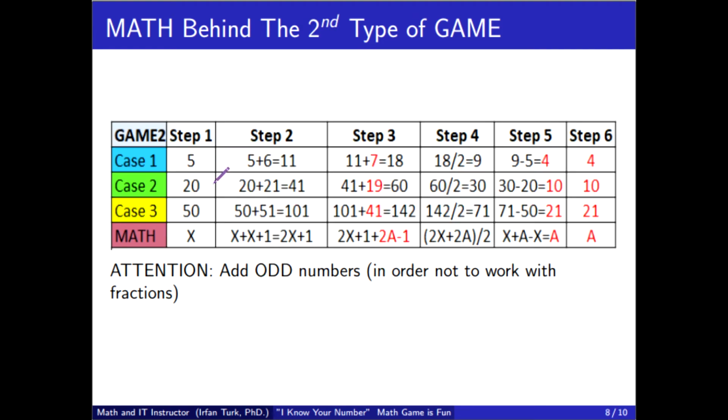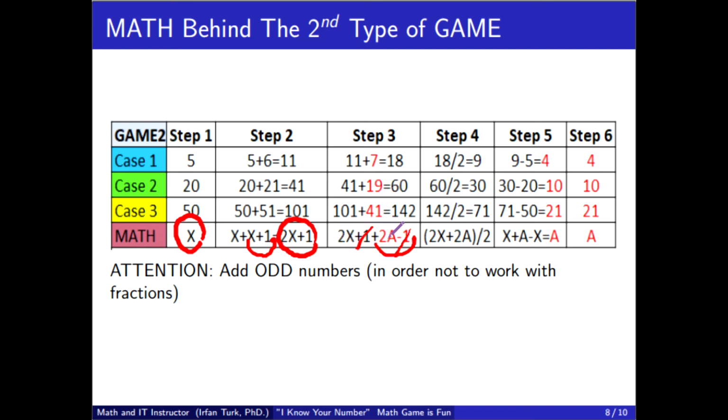Okay, what is the math behind the second type of game? There is a similar situation here as well. Let's say the person picked x, and then add the consecutive number, which is x plus 1. So the final answer is going to be 2x plus 1 in the next step. And at this time, you should add an odd number, which is in this form, 2a plus 1. Okay? So if you add those two numbers, as you can see, negative 1, positive 1, those are gone.